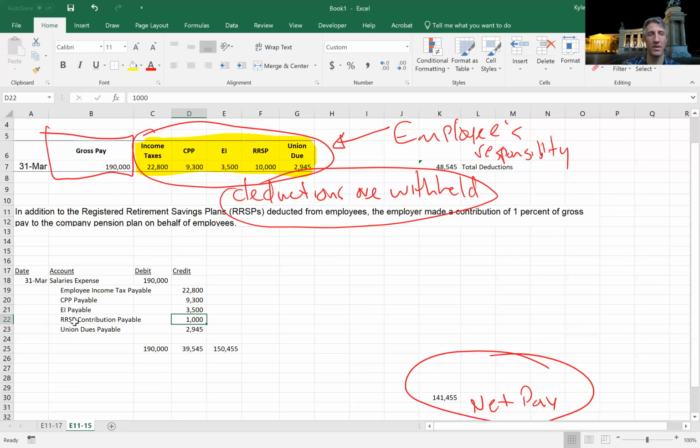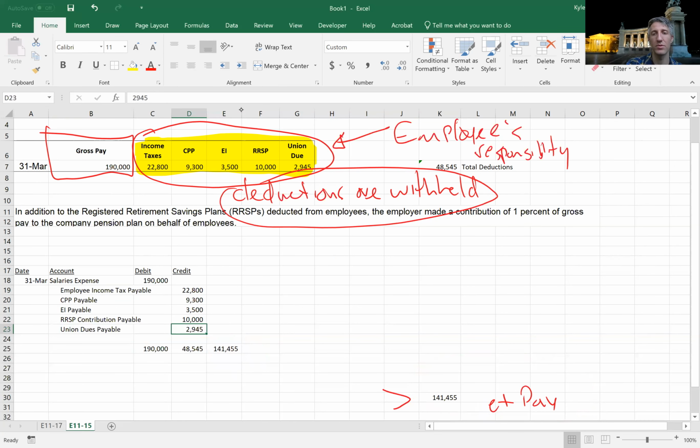Oh, I see. RRSP contribution payable, I have 1,000 here, but in actuality, it should be $10,000. So sorry about that. Let me just add in another zero. Okay. So looking at this, the total debits minus the total credits is 141,455. Now that matches exactly the net pay, and that makes sense, right?